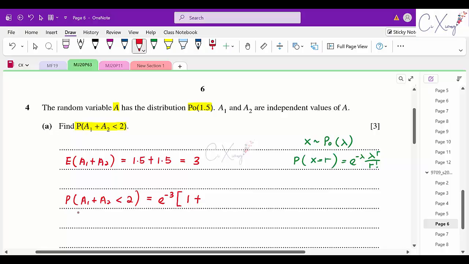Then after that, A1 plus A2 equals 1. So the formula is e to the negative lambda, still the same, and I factorize it out. Then lambda power 1 divided by 1 factorial, and therefore you have a lambda here. Then simplify your answer. By right, you should get 0.199, correct to 3 significant figures.